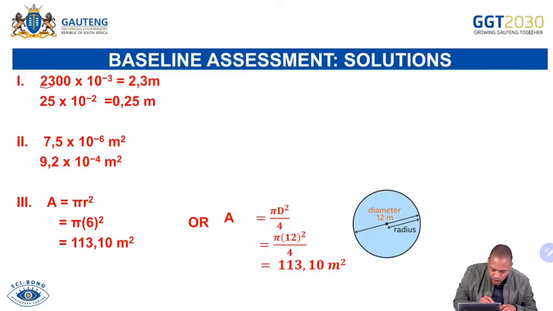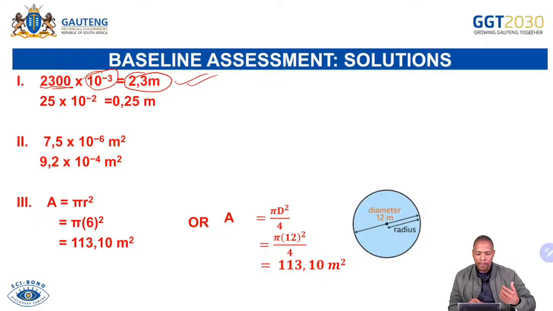Here we had 2,300 millimeters. Now we multiply it by 10 to the power minus 3. Now it will be converted to 2.3 meters. Hope you are with me there. Okay. Then we had 25 centimeters. Centi is times 10 to the power minus 2. So it's 25 times 10 to the power minus 2.